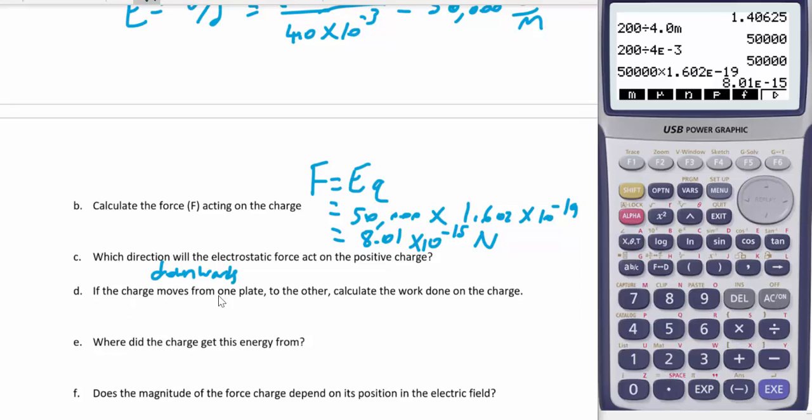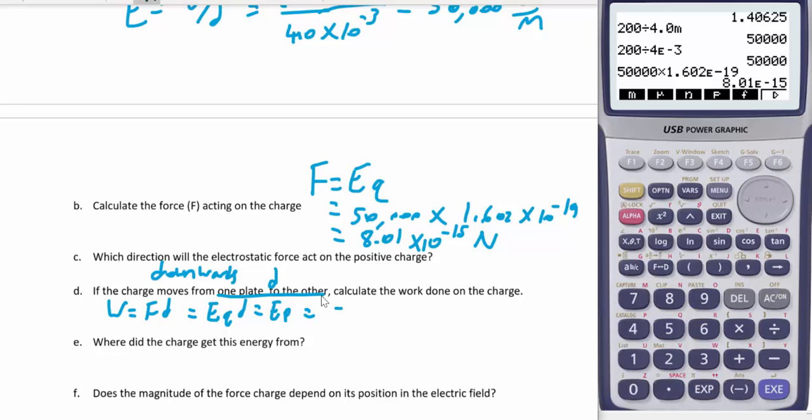D, if the charge moves from one plate to the other, so that's a distance of D, calculate the work done. So we know that work is force times distance, and we know that force equals EQ, and so that's EQD, which we also know from our formula sheet is equal to EP.